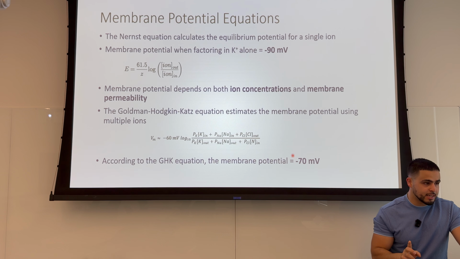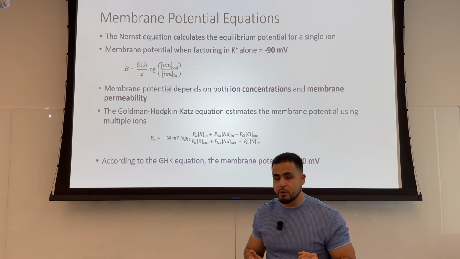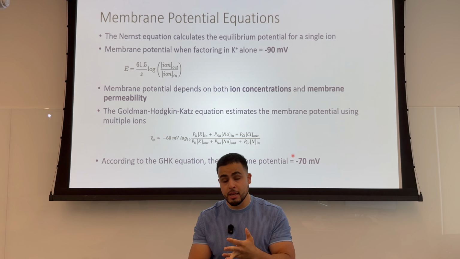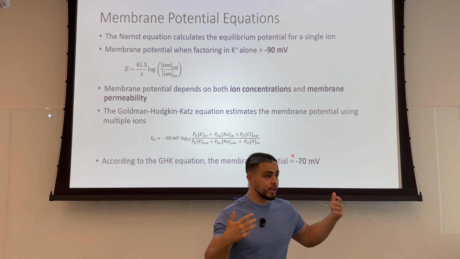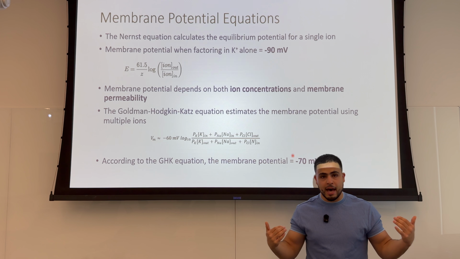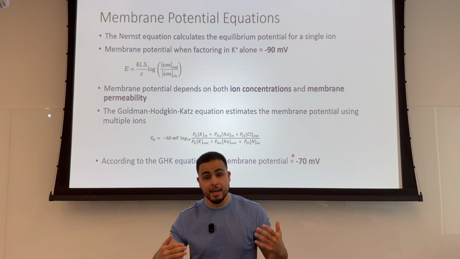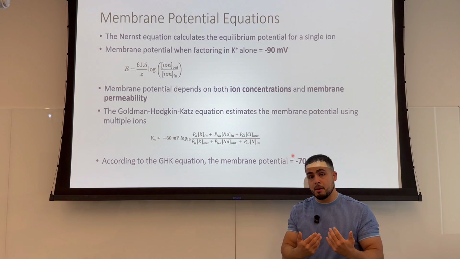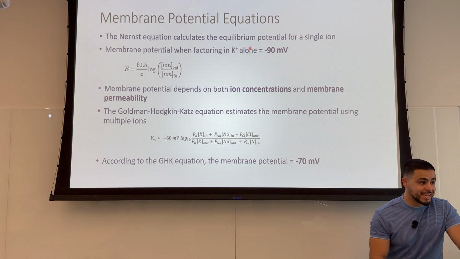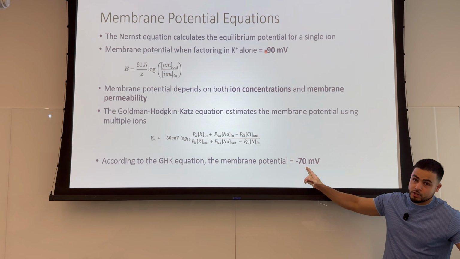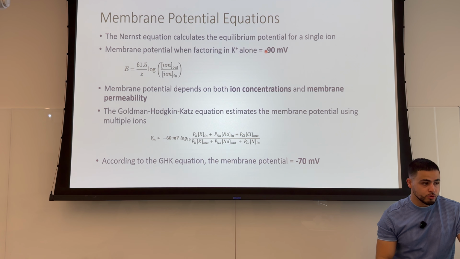Well, it turns out that's not the case, and that's because we need to take into account not only one ion, which is potassium, but we need to take into account sodium, chloride, and other ions that may play a role as well. And we further need to take into account the permeability of these ions. Of course, the higher the concentration gradient and the higher the permeability, the more of a role these ions will play in establishing the membrane potential. And it turns out that indeed, potassium is the main driver of the membrane potential. And that's because when you calculate the overall membrane potential, it turns out to be negative 70, which is very close to the negative 90 millivolts associated with potassium.